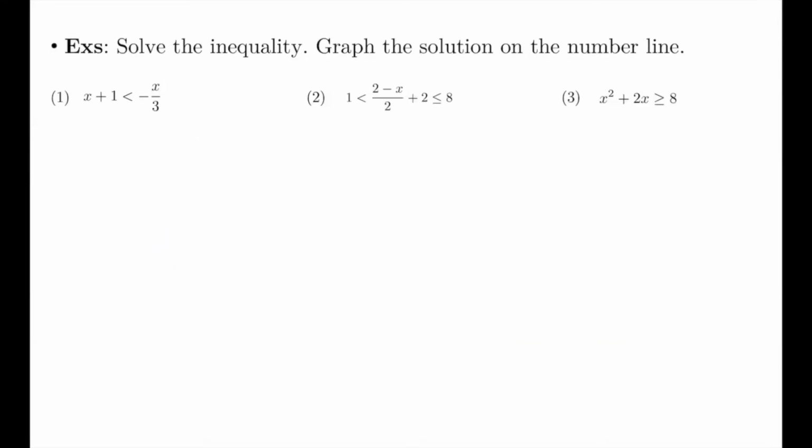Here we're going to solve some more inequalities, graph the solution on the number line, and then remember to put our solution in interval notation. Our first inequality is x plus 1 is less than negative x divided by 3.